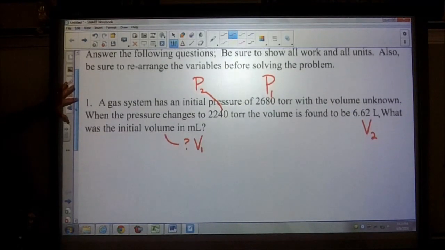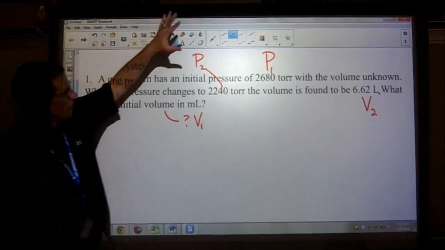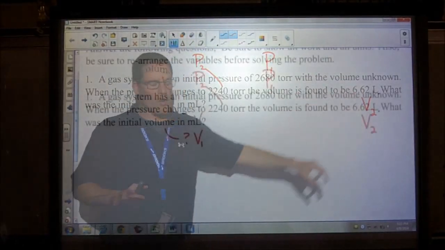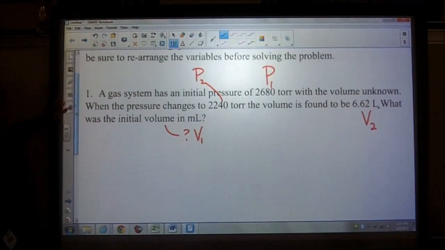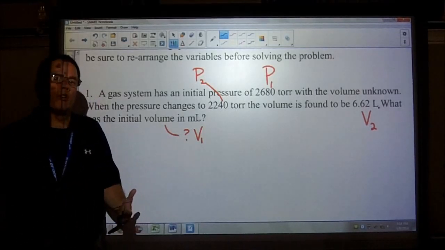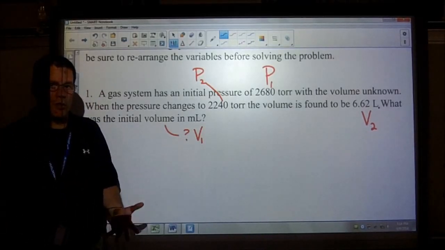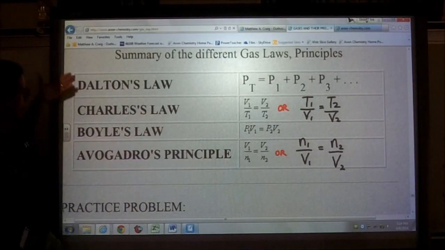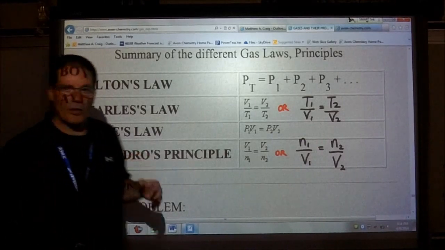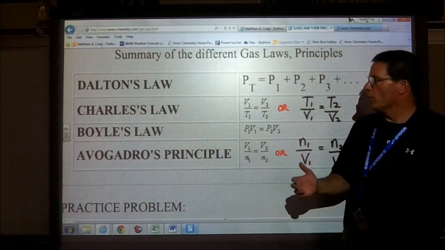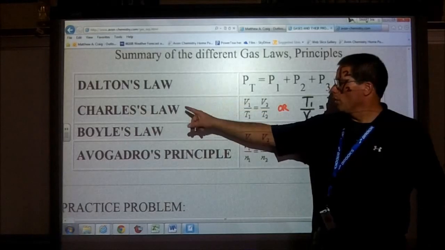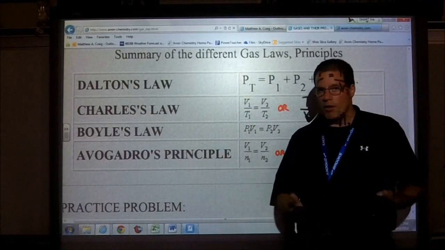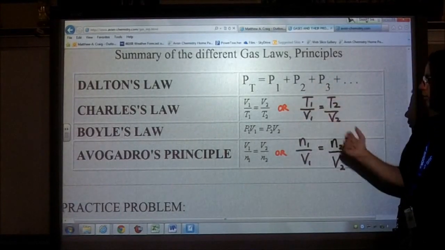So looking at this question, we have an initial pressure, a final pressure, an initial volume, and a final volume. We have different types of equations, and you have to be able to decide which expression you wish to use to solve this type of problem. These are the different types that you'll have for the quiz and for the test. You'll have Dalton's law, Charles' law, Boyle's law, and Avogadro's principle. Now, you don't really need to know the names of those, but you do have to recognize the variables.